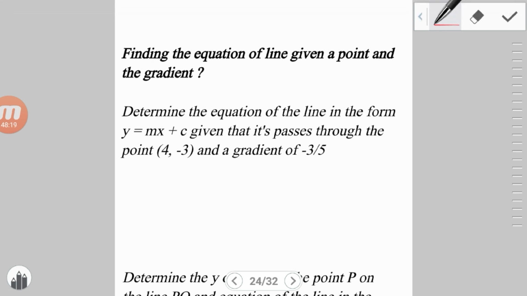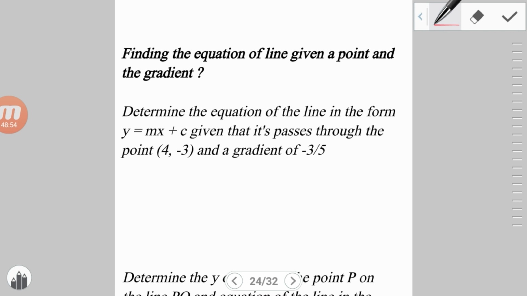Now the first 3 examples that we went through were related to the fact that we had to find the gradient. But occasionally you're going to find where you're asked to find the equation and you're only given a pair of points. And we are also asked to calculate the gradient. Or sorry, we are provided with the gradient. Alright, so the title here is finding the equation of a line, given a point and the gradient.